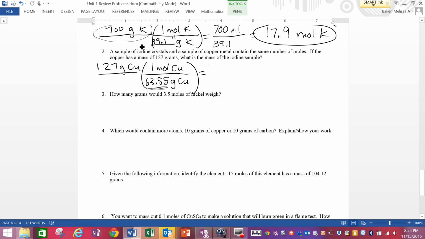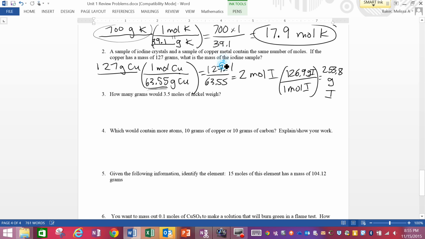Multiply across the top, 127 times 1 divided by 63.55. That comes out to be 2 moles. It said we had the same number of copper moles as we do iodine moles, so we've got 2 moles of iodine. How much is that going to weigh? Well, 1 mole of iodine, if I look it up, it weighs 126.9 grams. So multiply across the top 2 times 126.9, that comes out to be 253.8 grams worth of iodine atoms.